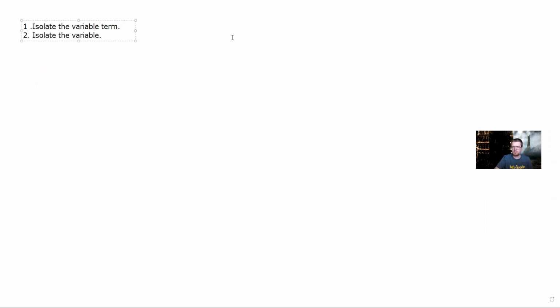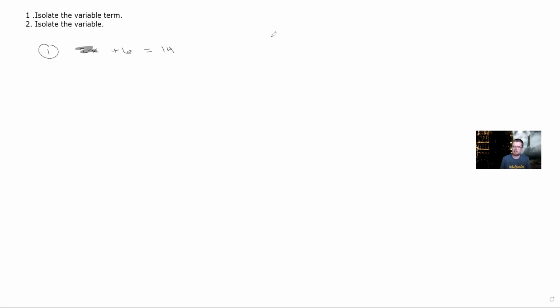And so what these are going to look like is something like, let's say, 2x plus 6 equals 14. So here, we don't have just x, we have 2x. So following these two steps, we're going to first isolate the variable term and then isolate the variable. So my first step is to isolate the variable term. Wherever my variable is, that is the variable term. So 2x is my variable term, and my first step is to isolate that, get it by itself.